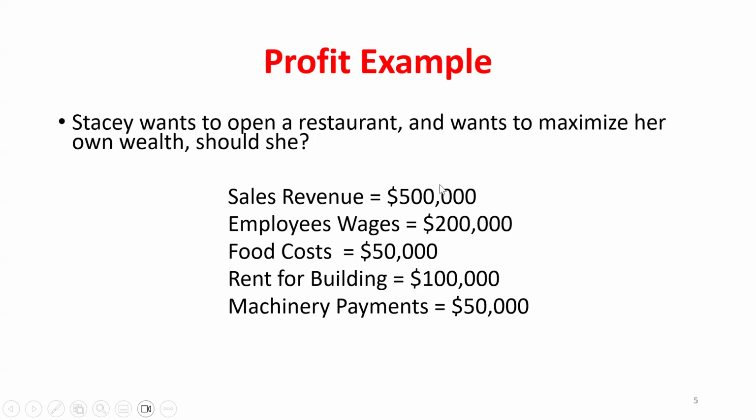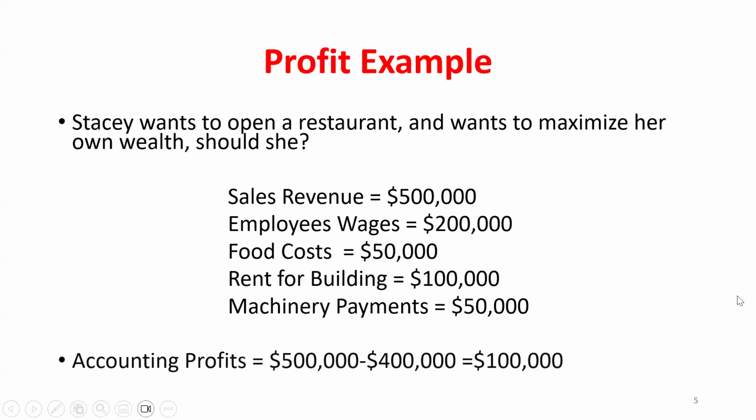So if I look at my total revenue minus my total explicit costs, that should give me my accounting profits, right? So it looks like here, should I open up this restaurant? Well, my accounting profits are positive, so we might think, yeah, it definitely should, right? But what do we not factor in?